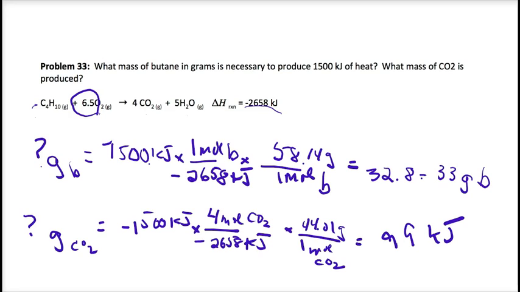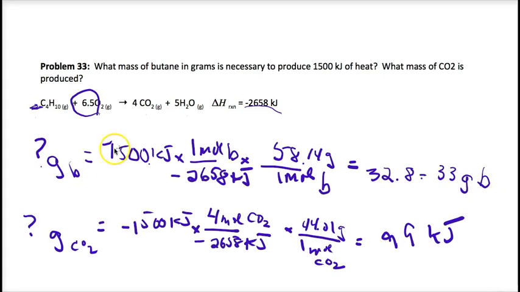All right, so in each case, you're looking for grams of butane, grams of carbon dioxide. So you know I have my given, negative 1500 kilojoules with 2 sig figs. My delta H reaction is negative 2658 kilojoules for every what? Look at this, 1 mole. Here we go again, 1 mole of butane. And then factor labeling, you need 58.14 grams, and so it's about 33 grams of butane.